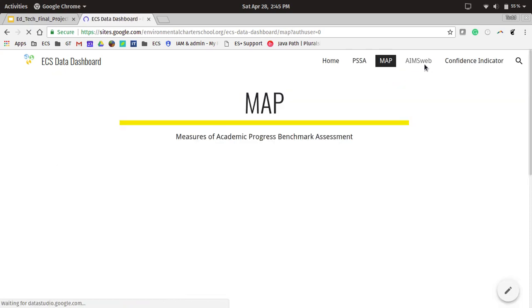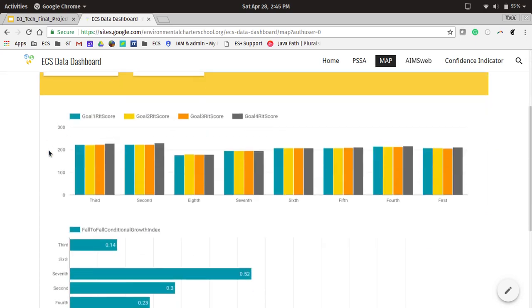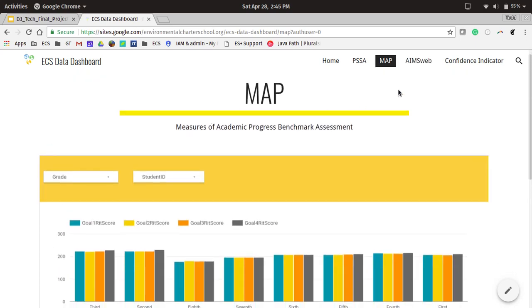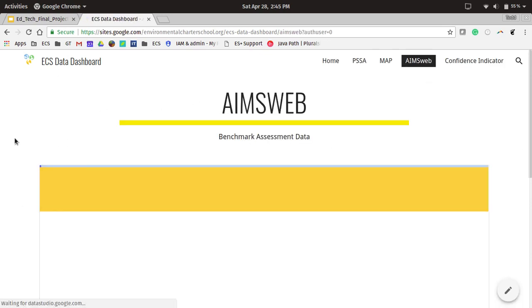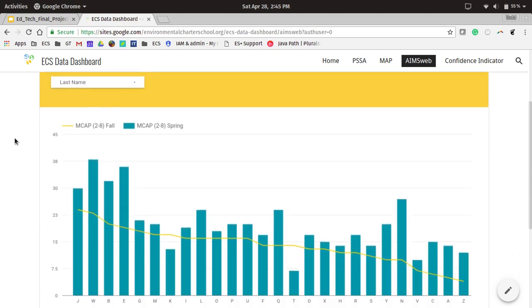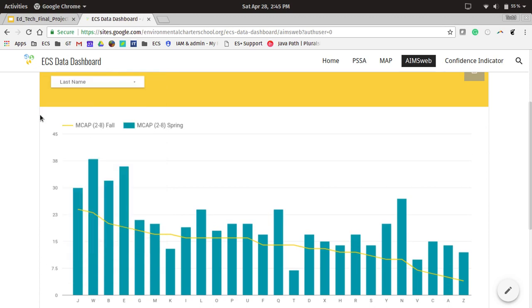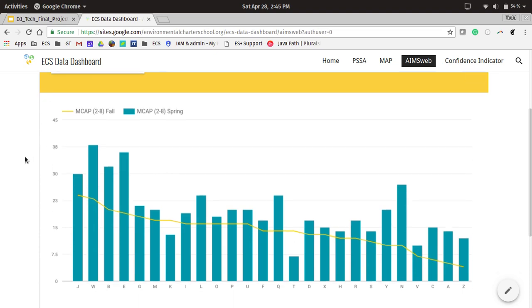MAP and AIMSweb, these are both very similar. These are assessments that are given to students throughout the year at different points of the year. And these are just benchmark assessments, so seeing how students are performing. Here you're able to search by student last name. I anonymize this data in order to protect our students.